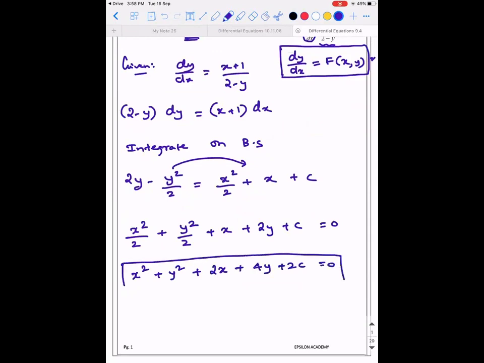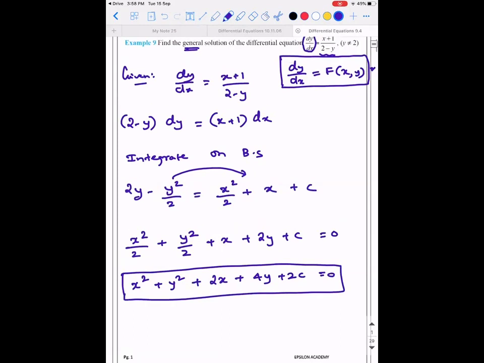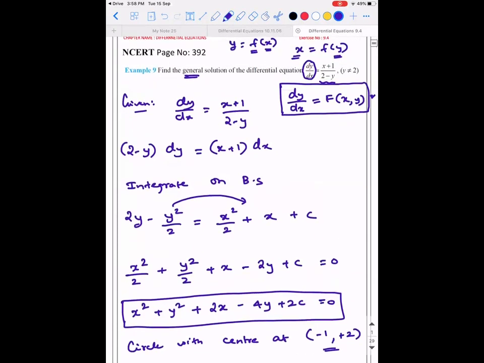So what does this represent? Circle. Circle with what? It represents a circle with center at minus 1 comma minus 2. Sir, it is plus 4y. Sorry, it is 2x and 4y, so the center will be minus 1 comma minus 2. I hope you are able to understand, right? So this is also a general solution because you have 2c, which is an arbitrary constant. It's not a fixed value.